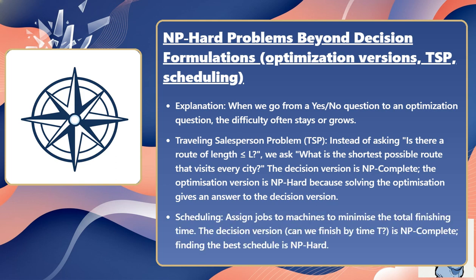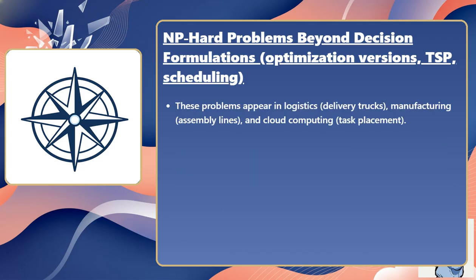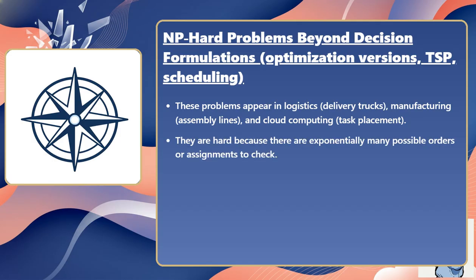Scheduling: assign jobs to machines to minimize the total finishing time. The decision version, can we finish by time T, is NP complete. Finding the best schedule is NP hard. These problems appear in logistics: delivery trucks, manufacturing assembly lines, and cloud computing task placement. They are hard because there are exponentially many possible orders or assignments to check.